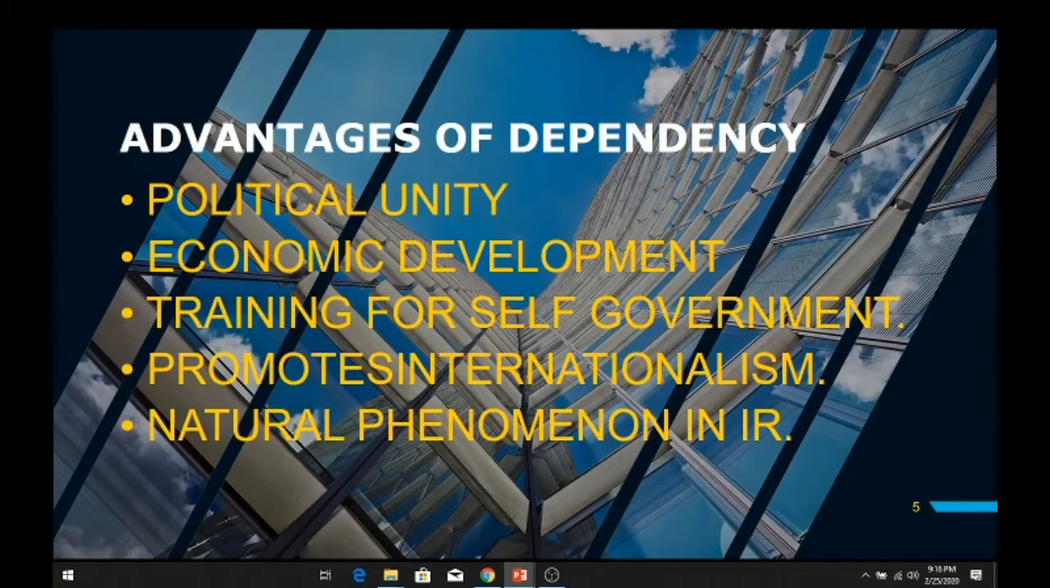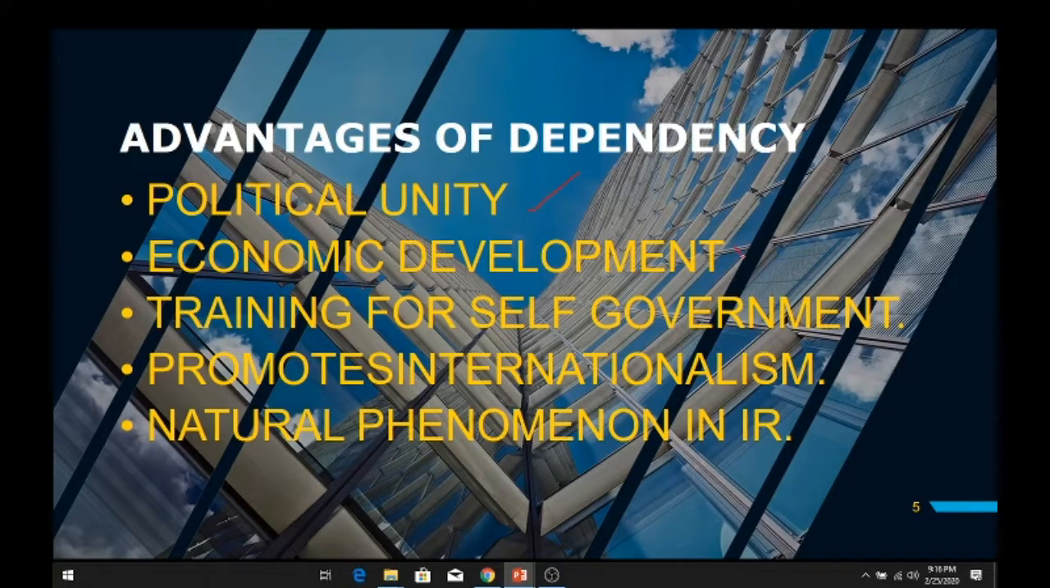I have listed a few advantages of dependency as well. They are its own advantages. The first advantage of dependency is that it gives political unity. When the interests of nations are aligned in a particular manner, they become friends, and they have aligned interests, so they cannot fight with each other. So it promotes political unity.